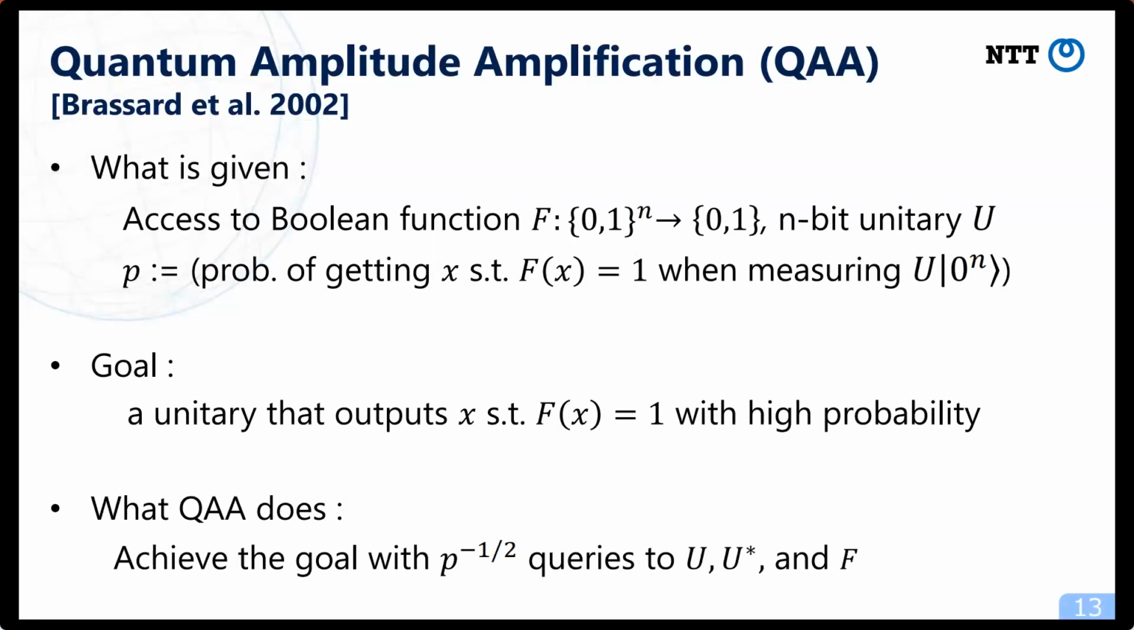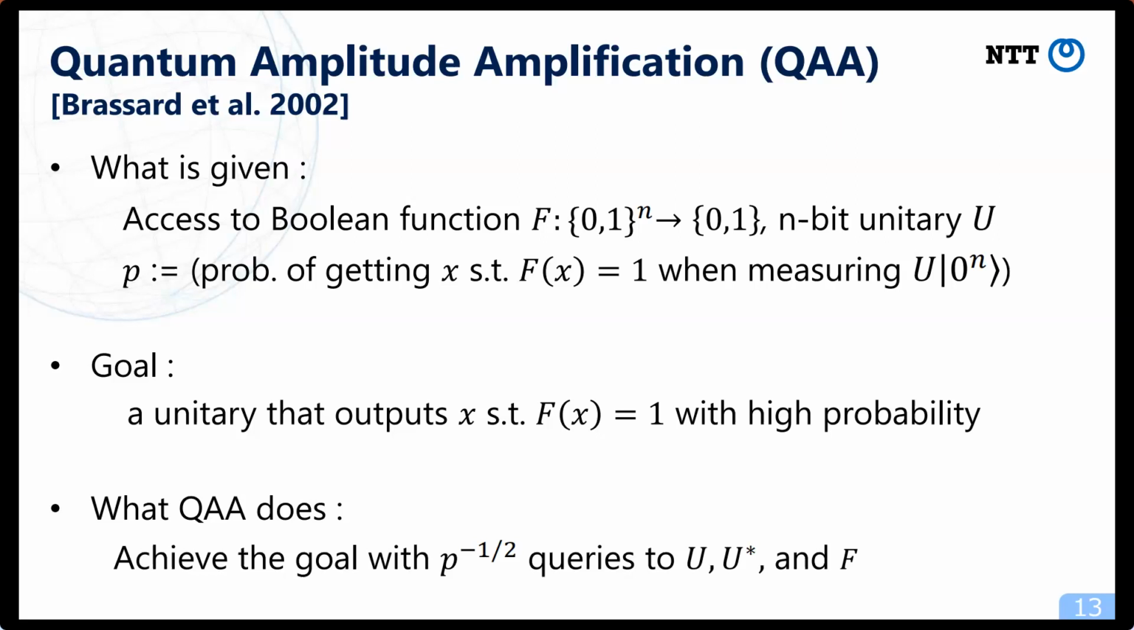And next, I'd like to explain about quantum amplitude amplification technique. Suppose now we have some access to a Boolean function f and some unitary operator U. And let p be the probability that we get x satisfying this when we measure some quantum state like this. And we assume that this probability is very small. And what we would like to do is to amplify this probability.